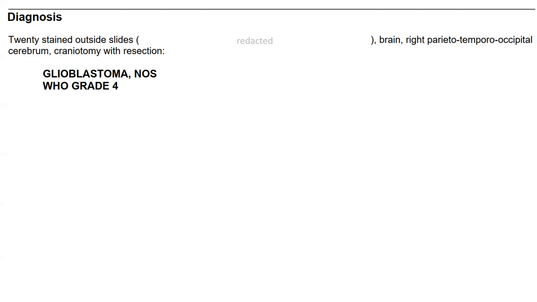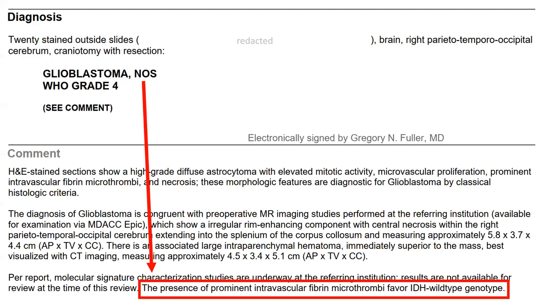Now, in this particular case, the image came from, here's the report: glioblastoma NOS, because we do not have IDH data, not even the antibody, nothing even runs. The case came in from the outside. But in my comment, the presence of prominent intravascular fibrin microthrombi favors IDH wild-type genotype. That would help in a pinch, helping the neuro-oncologist and radiation oncologist plan the treatment for this patient until such time as testing can be performed. So it's like giving them a heads up.